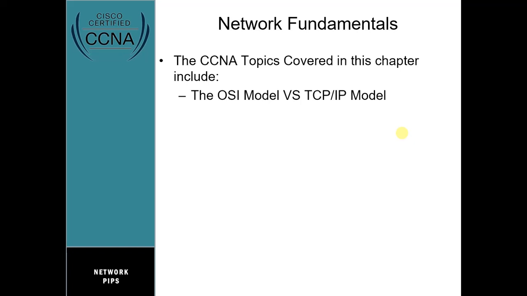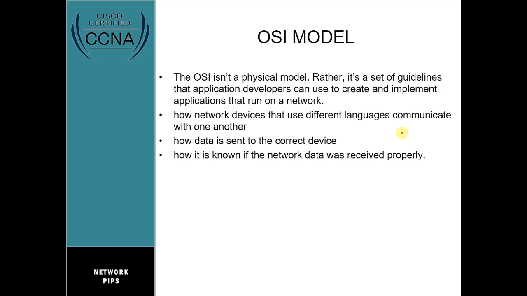Today we'll be looking at the OSI model and the TCP/IP model, understanding each and every layer in the OSI model, and what applications, data, and functions are on each layer. So the OSI model is basically a set of standards, more like a blueprint that allows these network devices to communicate with one another.